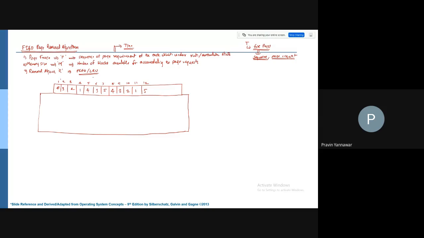So these are nothing but the time sequence, and this is with respect to time. This is going to be my P. P is nothing but the page trace. And this is M, the number of blocks that are available, up to this.